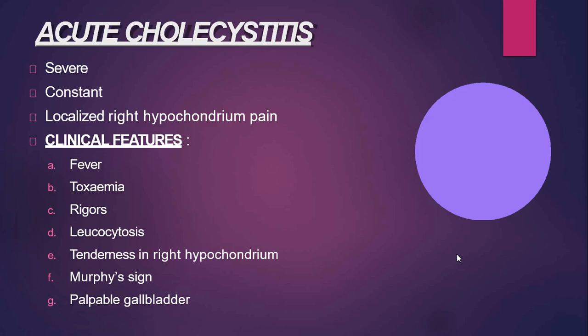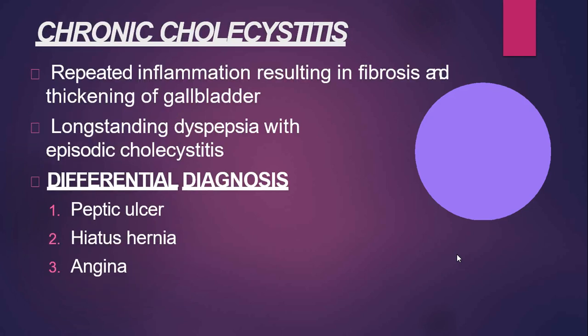When you ask the patient to take a deep breath and press the costal cartilage at the tip of the ninth costal cartilage, the patient will catch hold of his breath at the peak of the inspiration. Murphy sign is mostly an indication of chronic cholecystitis. In acute cholecystitis, the patient is already tender in the right hypochondrium. So if you try to perform Murphy sign in acute cholecystitis, the patient will cry. So don't do that. Repeated inflammation results in fibrosis and thickening of the gallbladder, and long-standing dyspepsia with episodic cholecystitis.